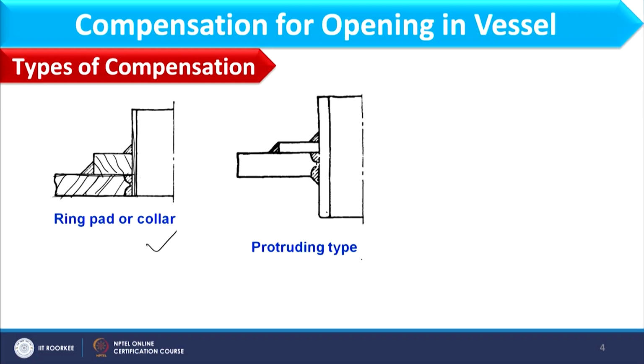The second type I am having is the protruding type. Now, in the protruding type, what happens? This is basically the shell where an opening has been made, and the nozzle is inserted inside this opening. If you consider this nozzle, it is from outside to inside. Some section of this nozzle is outside, some section is inside, and this particular section is called the compensation. So, protruding type nozzles are usually used in the chemical industry.